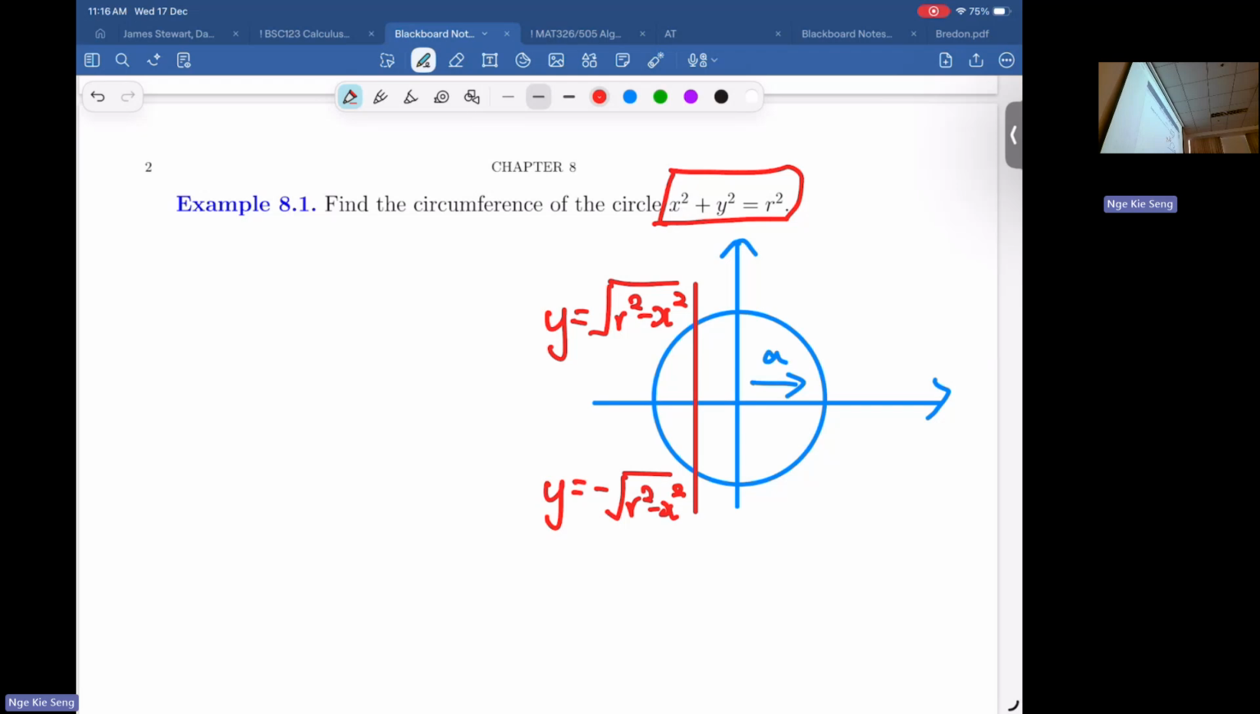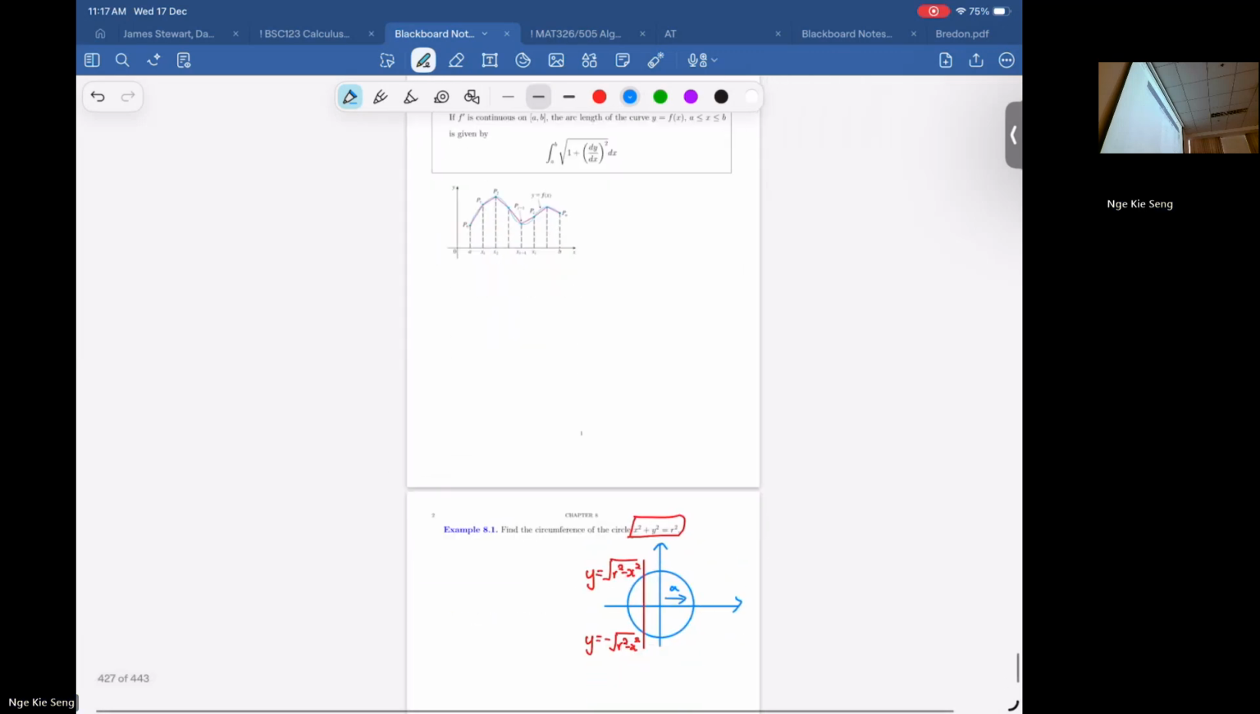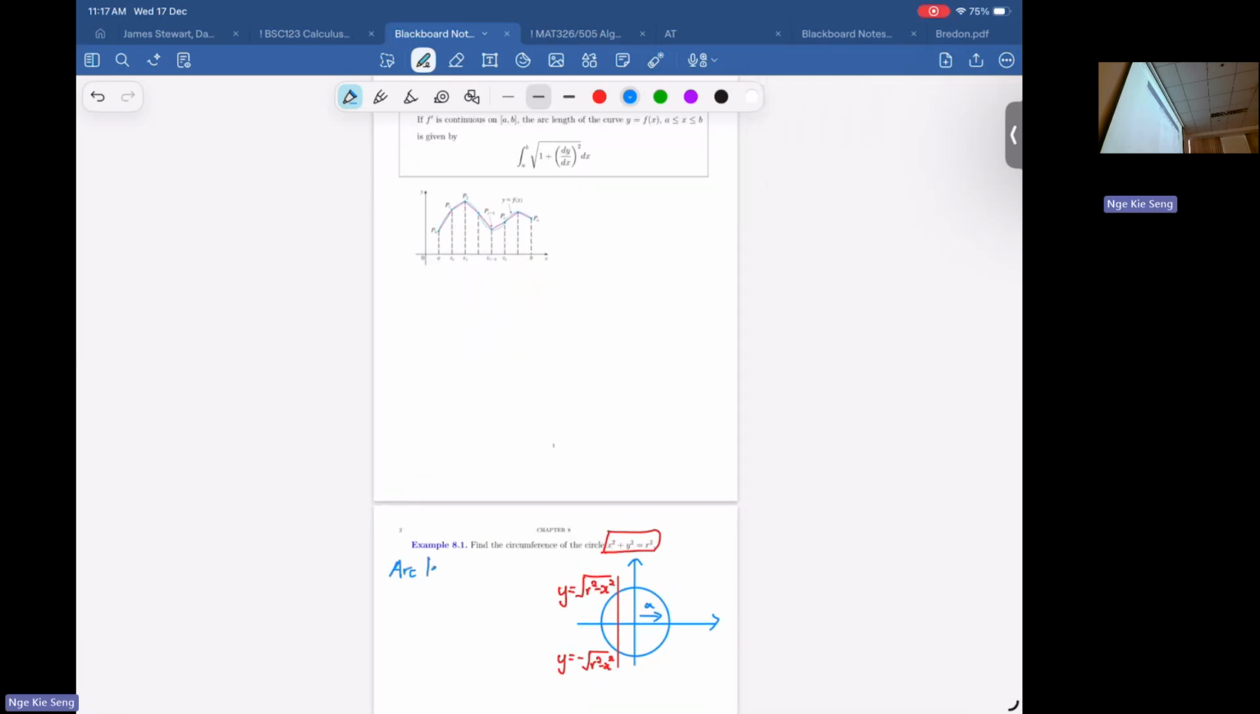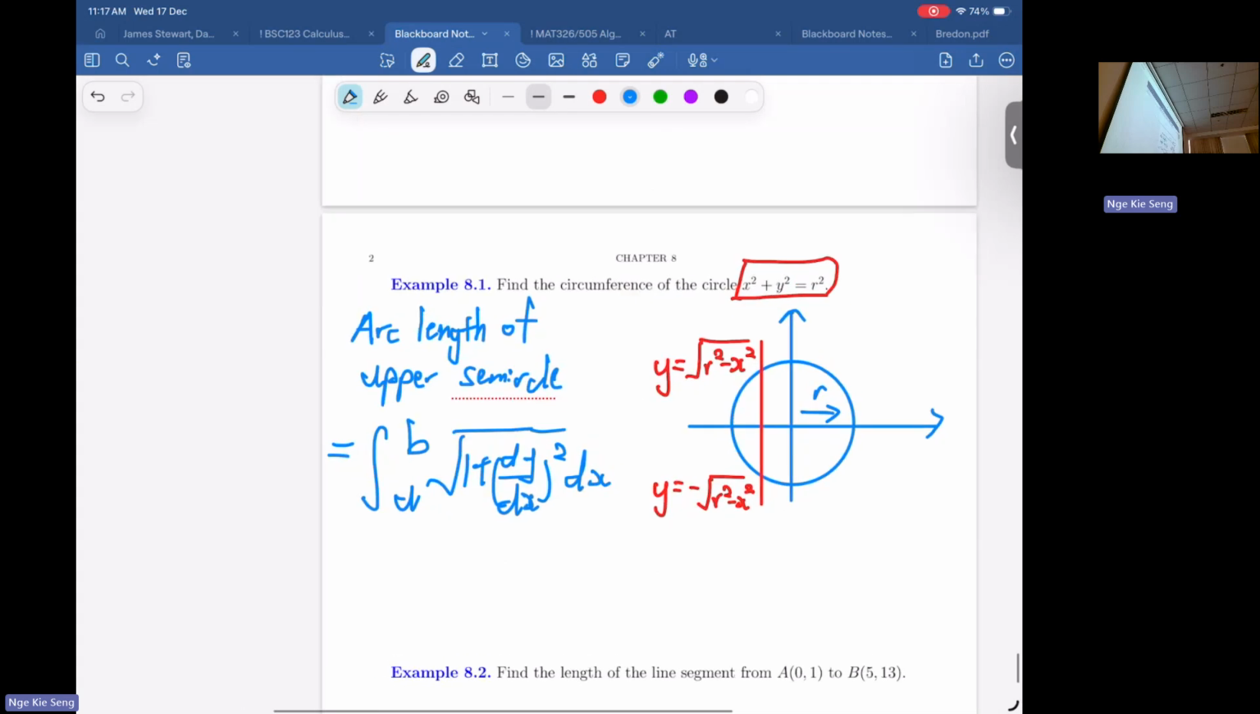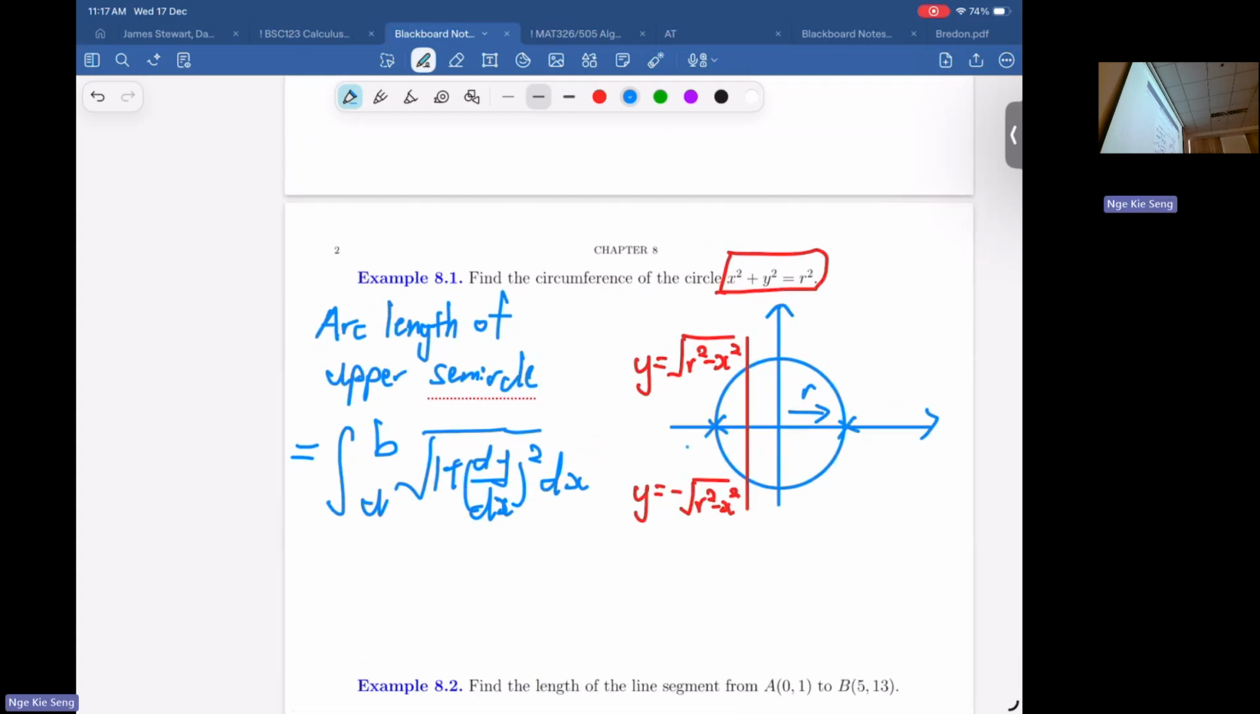What's the length of the upper semicircle? To compute it, what's our formula? Let's keep our formula up first. We want to compute the arc length of the upper semicircle. We need a, b, and then the integral of square root of 1 plus (dy/dx) squared dx. So what's our a and b here? I labeled it r. We are integrating from minus r to r.